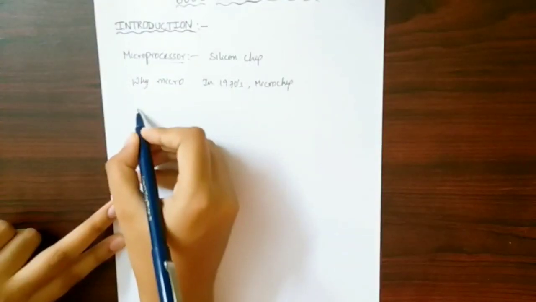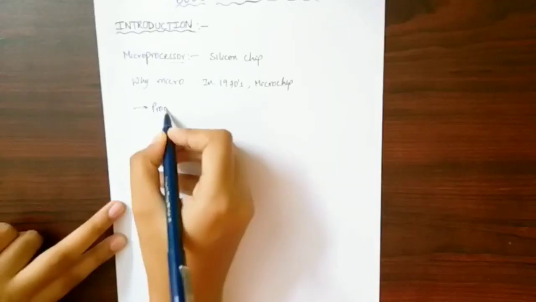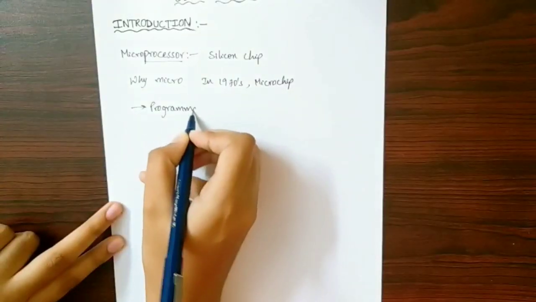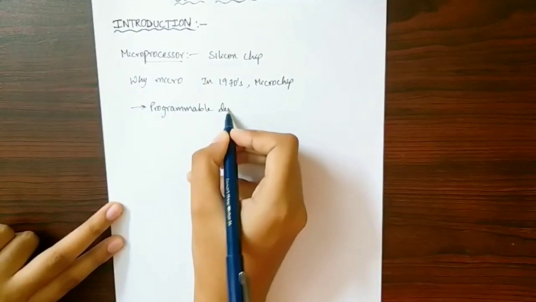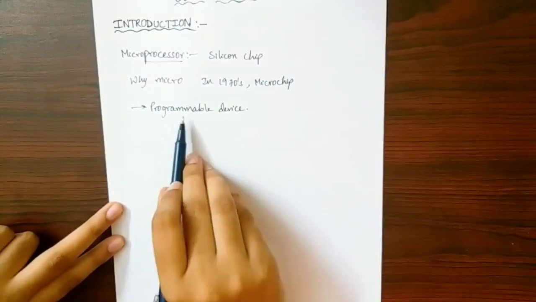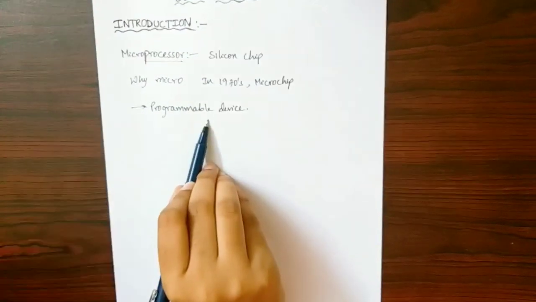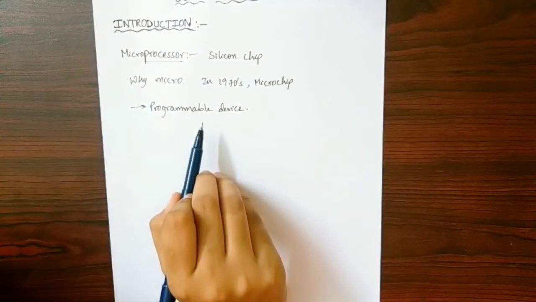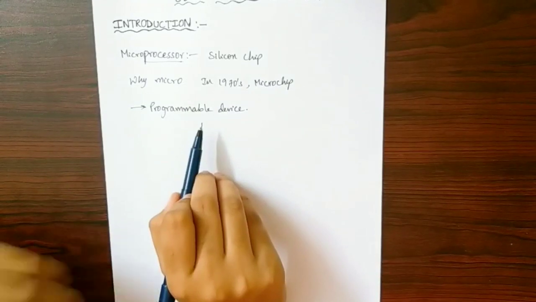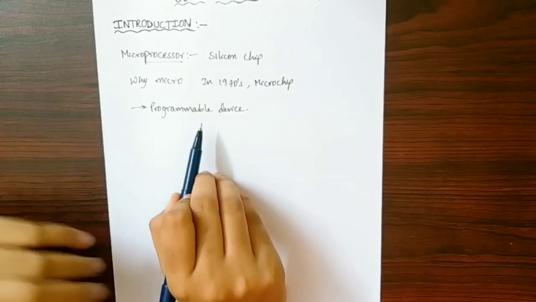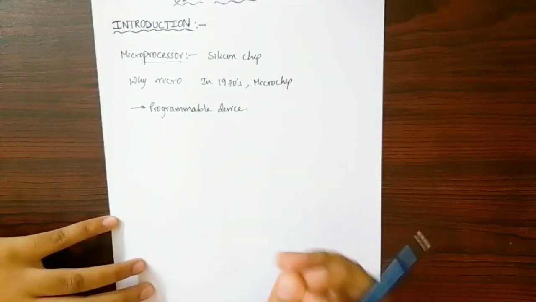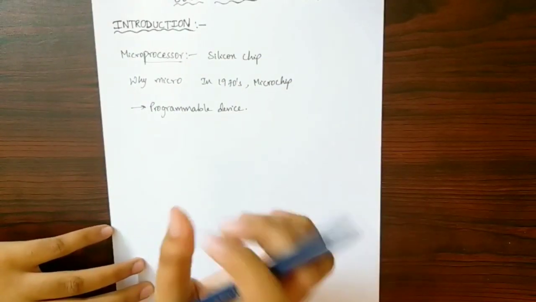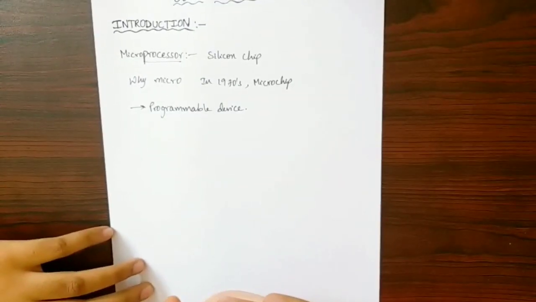So a microprocessor is a programmable device. What is a programmable device? A programmable device is one which performs some arithmetic and logical operations on the data received depending upon the instruction set. So instruction set means a group of operations is called an instruction set.